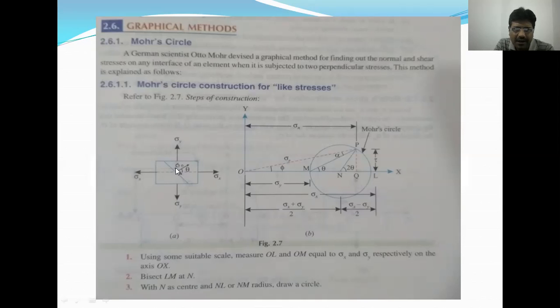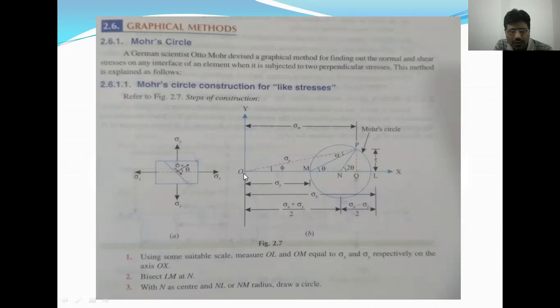At the same time, we will have a mutually perpendicular plane, a plane normal to this plane, and this plane also would not have any shear stress. So given are theta, sigma x, sigma y, and sigma n, the normal stress.